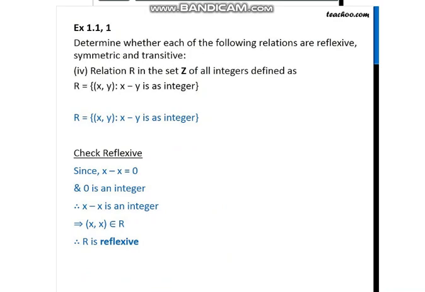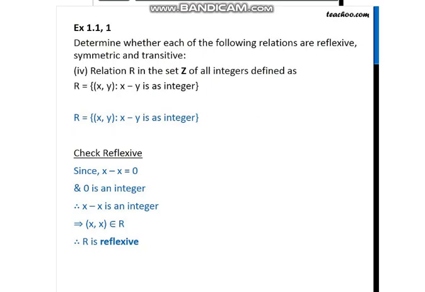Okay, now question number 3 is homework. Question number 4. Relation R in the set Z, where Z is the set of all the integers. Now relation R is defined by x minus y is an integer. So we have to consider only those x and y whose subtraction is an integer. Now we know that Z contains only integers, so the subtraction of two integers will always be an integer, right?